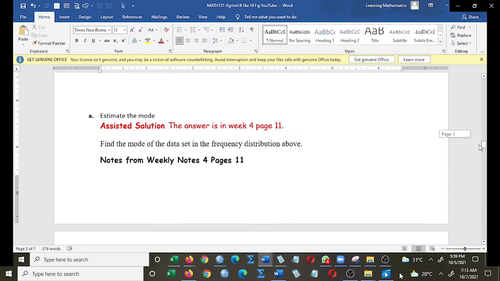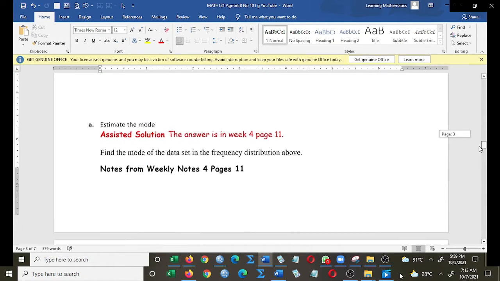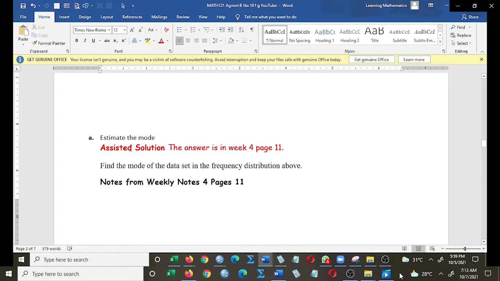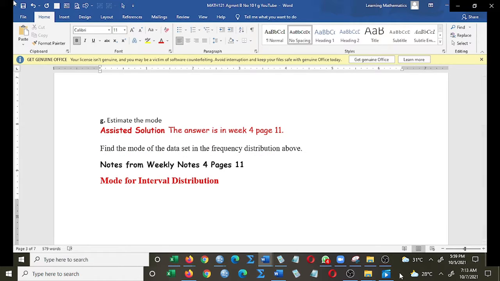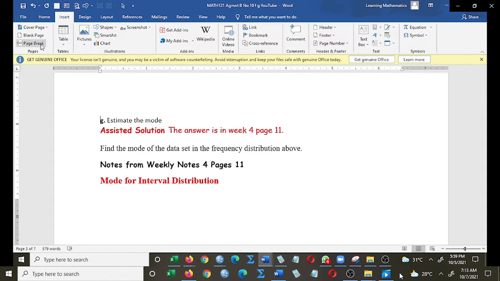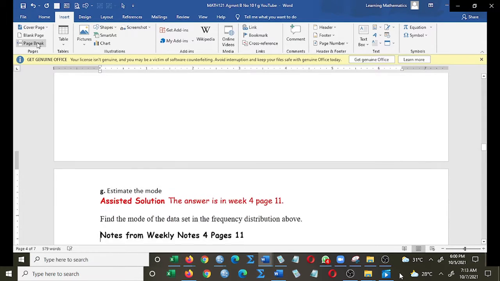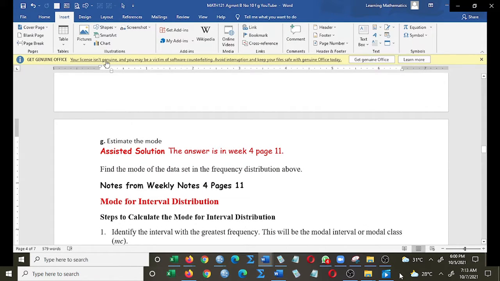So now we're moving on to number 10, part G. So that's supposed to be G, not A. Copy and paste, so the numbering was copied. Right. It says to estimate the mode. So that's another central tendency, another average. In week 1, week 4, page 11, you can get information with regards to that. Find the mode of data set in the frequency distribution above.